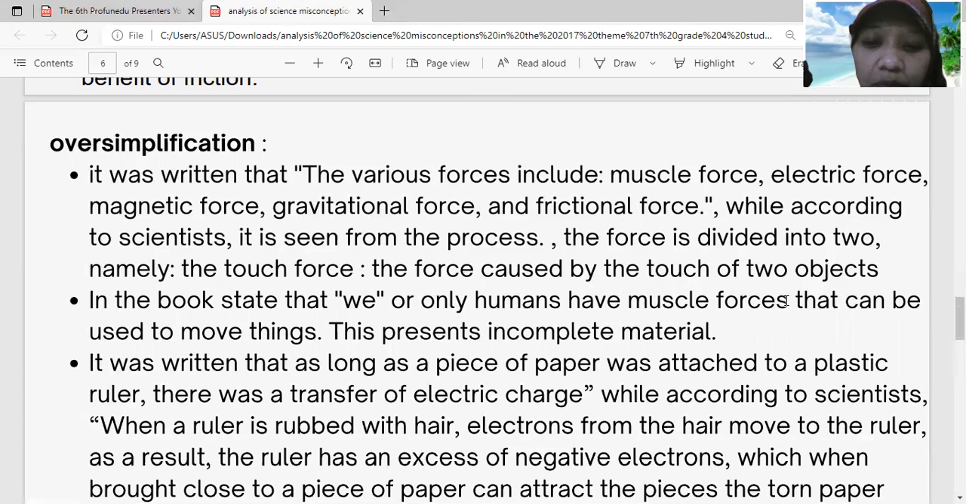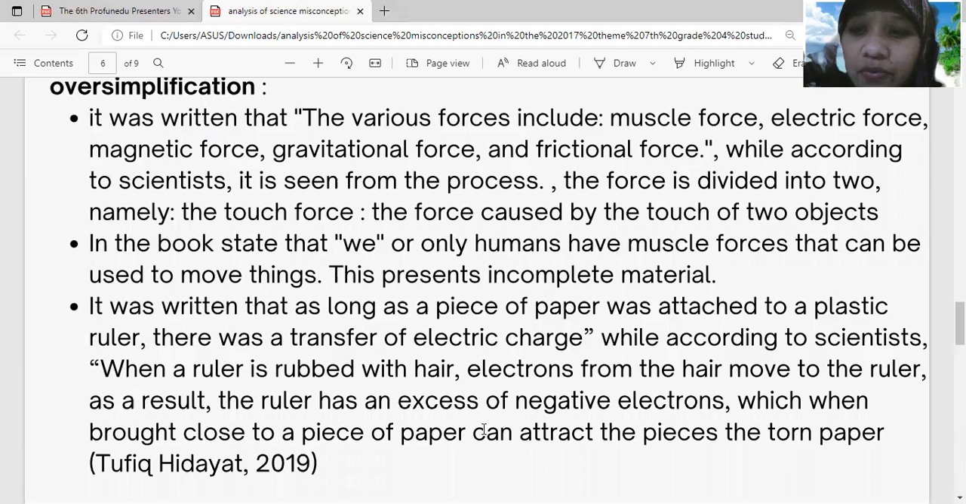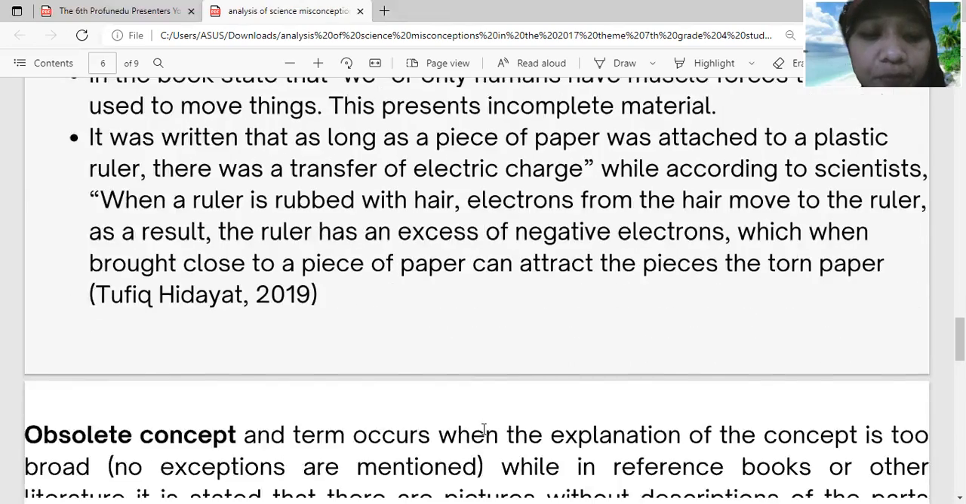This presents incomplete material. It was written that as long as a piece of paper was attached to a plastic ruler, there was a transfer of electric charge. Well, according to the scientists, when a ruler is rubbed on hair, electrons from the hair move to the ruler. As a result, the ruler has an excess of negative electrons, which when brought close to a piece of paper attracts the torn paper.